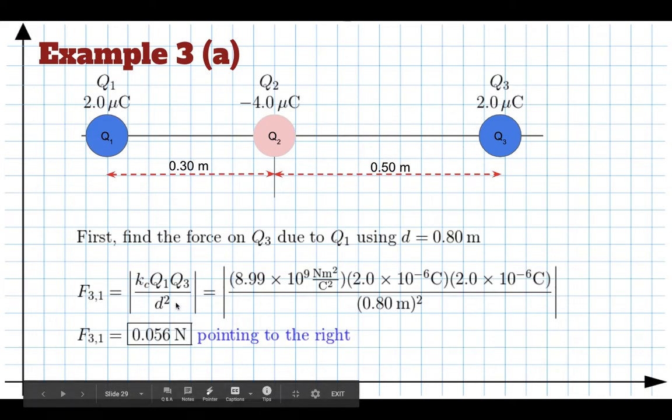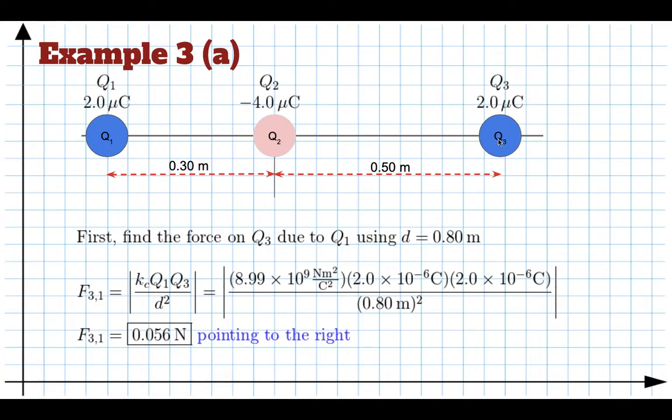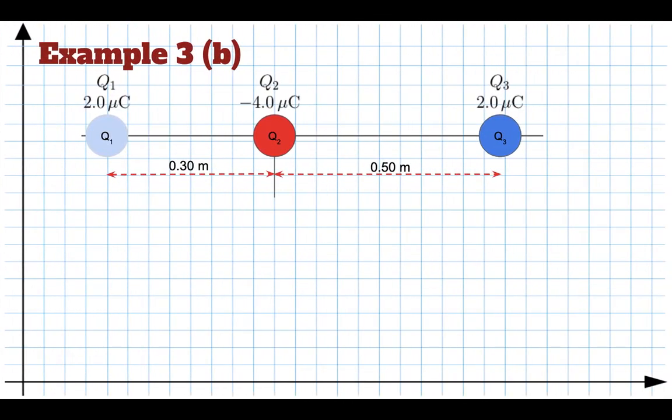Now, because Q1 and Q3 are both positive, those forces repel. So the force on Q3 is away from Q1. It's to the right. So the force on 3 due to 1 is 0.056 newtons to the right. All right? So that's our first subproblem. We found the force on 3 due to 1. Now, let's find the force on 3 due to charge number 2.